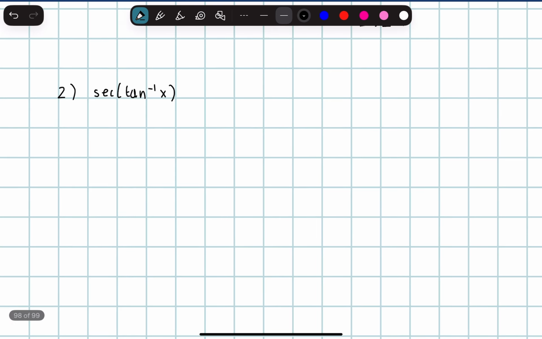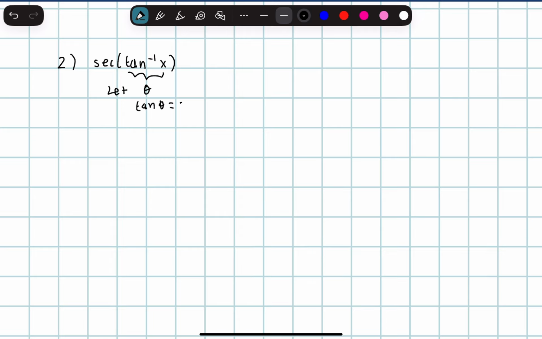So let's say we have secant of tangent inverse of x. Okay, let this equal theta. Then you can rewrite this as tangent of theta is equal to x. But that's equal to the opposite over the adjacent, so that's equal to x over 1. Now we can rewrite this using a triangle. We have that as theta, we have this as the adjacent, this is the hypotenuse, and that's the opposite side.